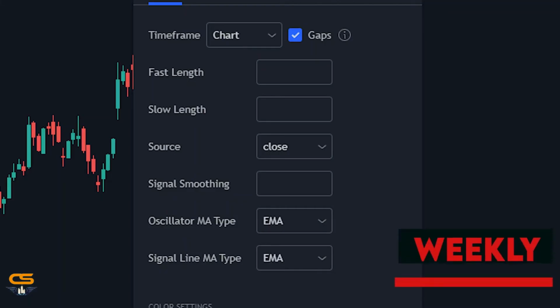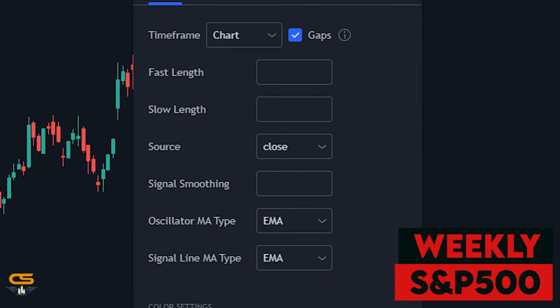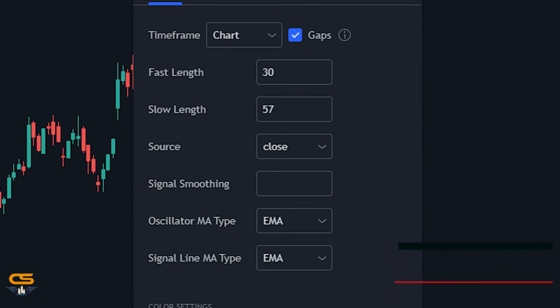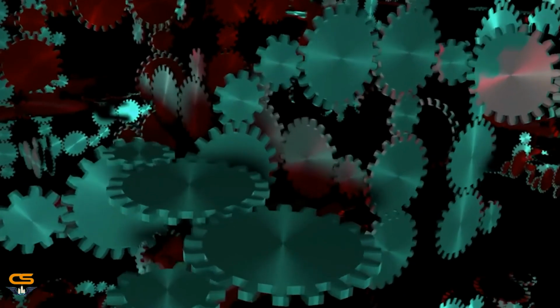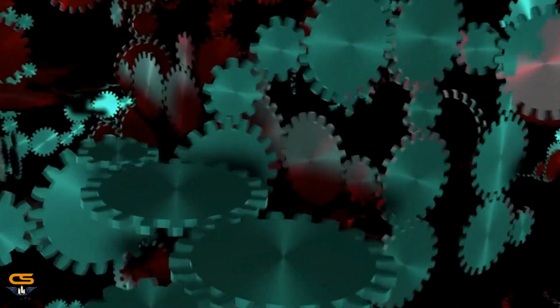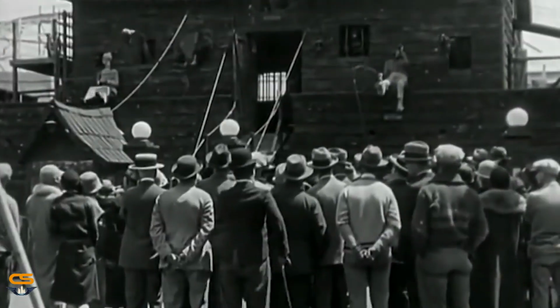For the weekly time frame on the S&P 500, the best settings were 30, 57, and 27. The strategy yielded 6.12%, while the buy and hold made an average of 5.78%. These are the best MACD settings you can possibly get with these specific scenarios, at least from past history.